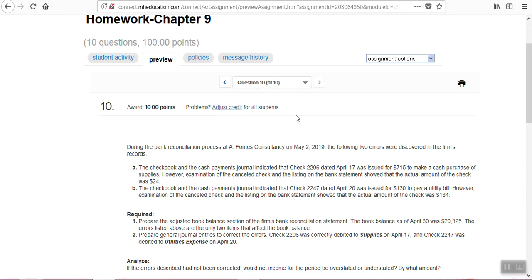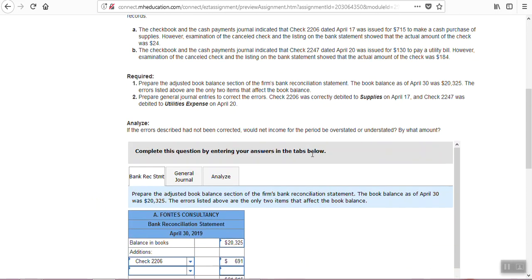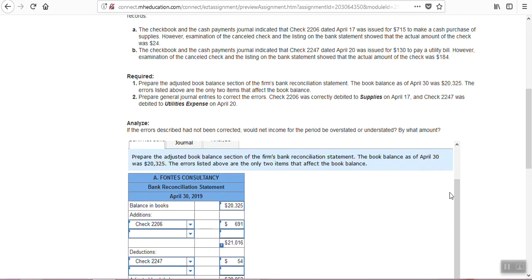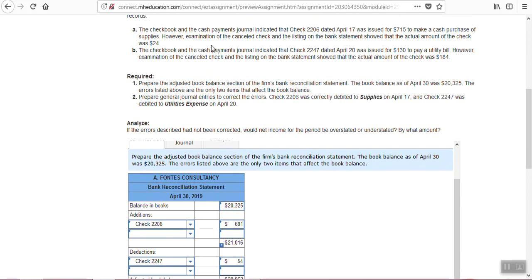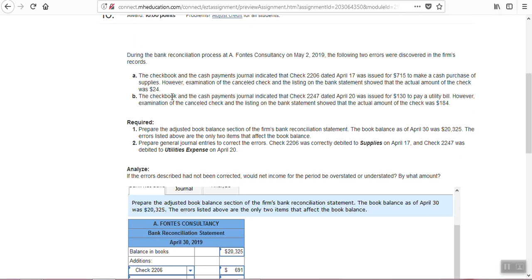Okay, this one is another bank reconciliation. You only have the half of it. It's just the top part of a bank reconciliation. There's a couple of errors that you're dealing with in this one. So it says in the first one, there was a check that was issued for $715 to make a cash purchase of supplies. However, examination of the canceled check on the bank statement showed the actual amount of the check was $24.